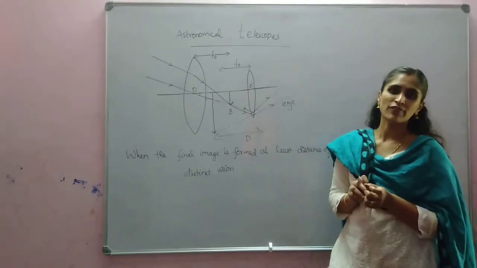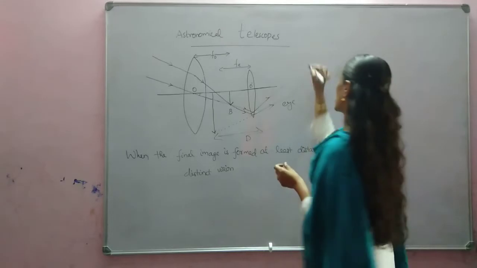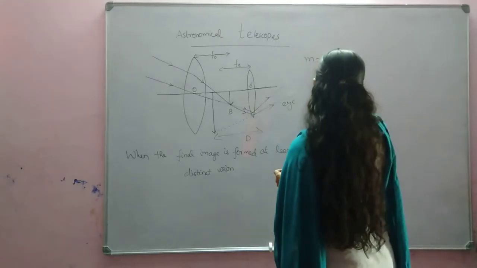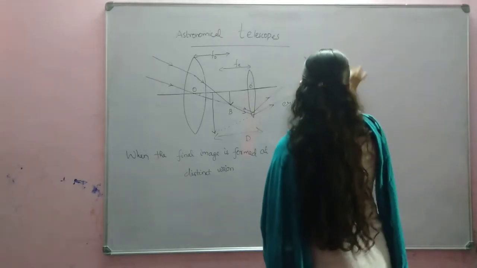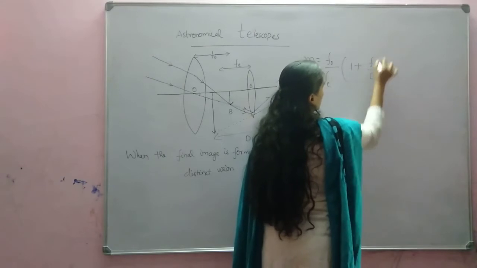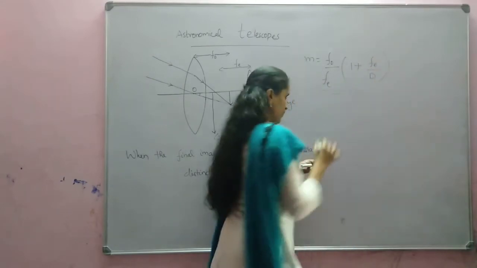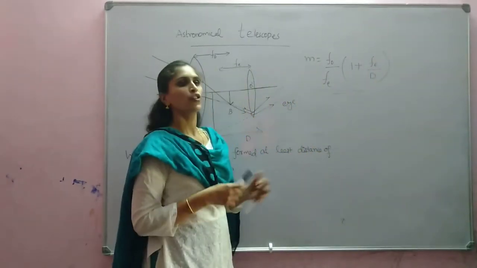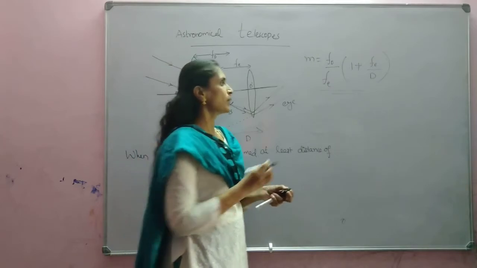And here we are defining magnifying power as: magnifying power is equal to Fo by Fe into 1 plus Fe by D. Okay, magnifying power is equal to Fo by Fe into 1 plus Fe by D.